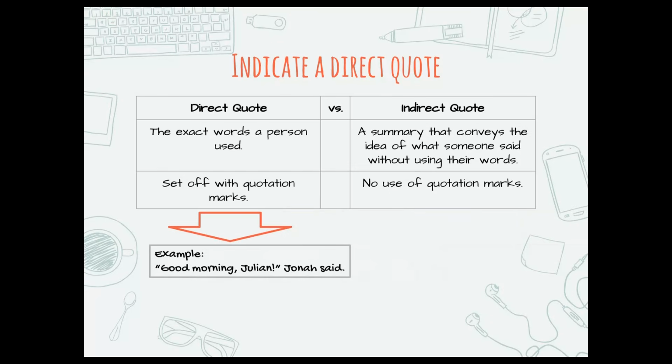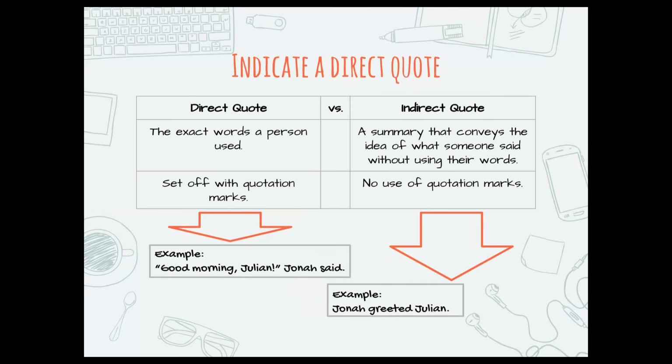For a direct quote, "Good morning, Julian," Jonah said. So here we have exactly what Jonah said, and we set that off with quotation marks. For an indirect quote, it might be something like, Jonah greeted Julian, right? We get the same information without those exact words.